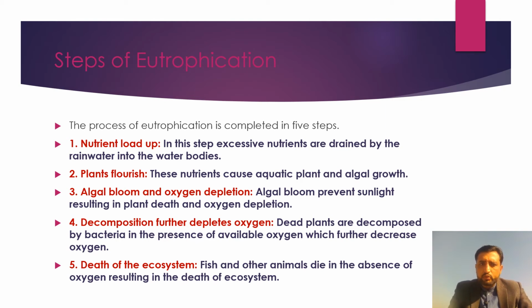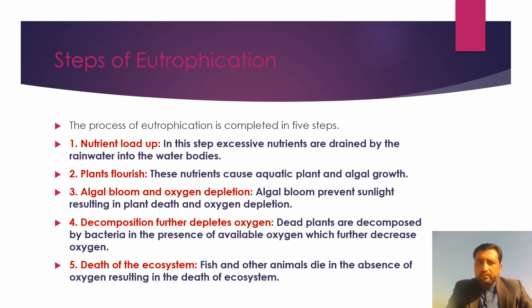The fourth step is decomposition, which further depletes oxygen. Dead plants are decomposed by bacteria in the presence of available oxygen, which further decreases oxygen. Plants die due to the lack of sunlight while the algae bloom. When these plants die, the decomposition process initiates and the bacteria decompose these plants in the presence of oxygen. So, with the decomposition process, the available supply of oxygen further decreases.